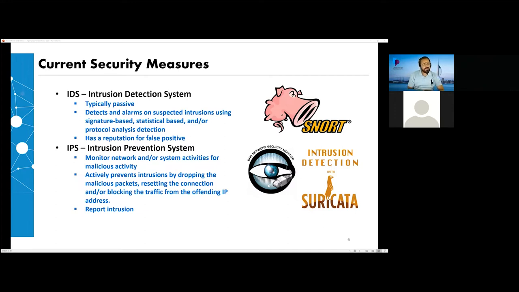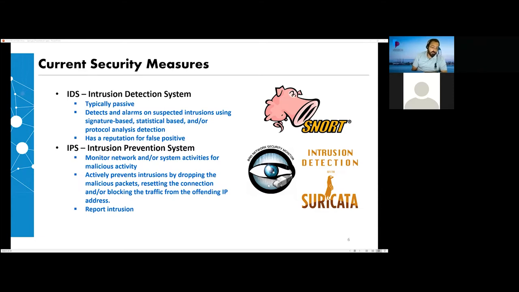But all the issue, let's say, was that if the signature is not there, then it will not be detected. Also, it is well known that these systems produce many false positive or false negative alerts, which is again a big research issue investigated by various researchers.